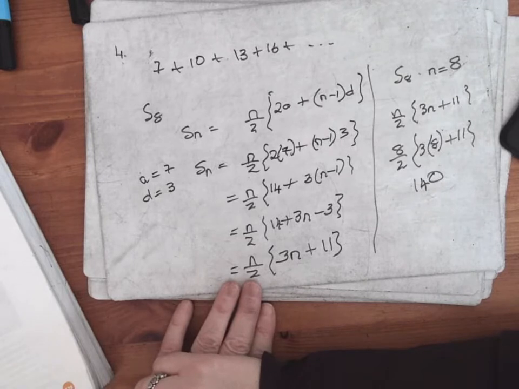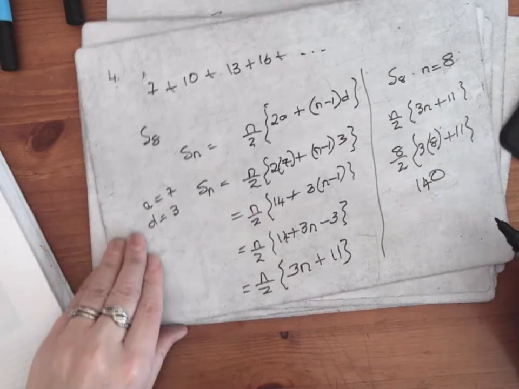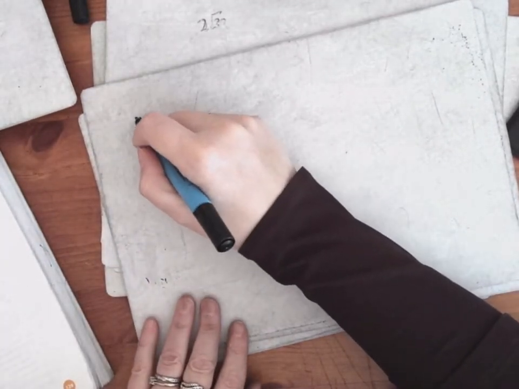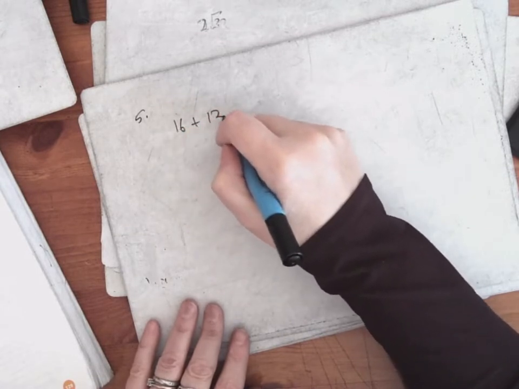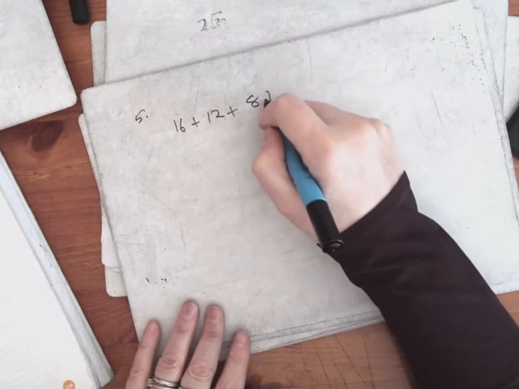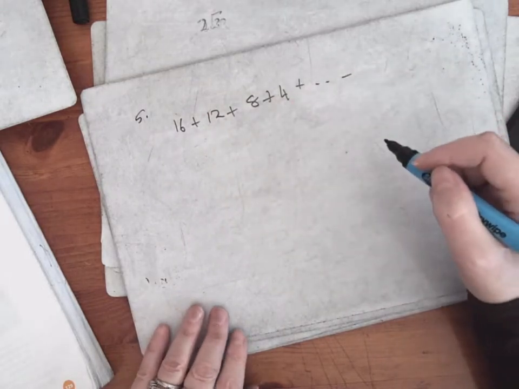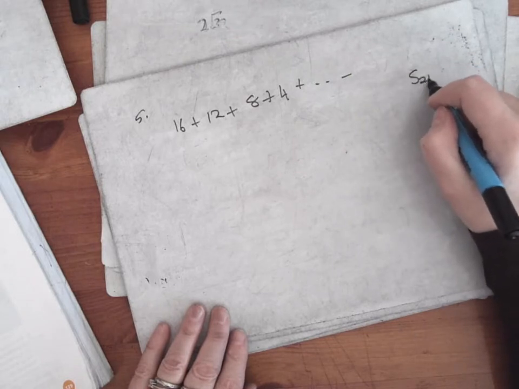Does anyone need me to do number 5? No, we're good. Yeah, do number 5. Okay, can I take this away? So number 5, write down the value of A. 16 plus 12 plus 8 plus 4 plus ... Write down A and D and then find S24. So I want S24.